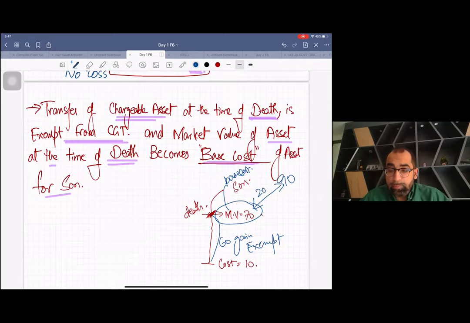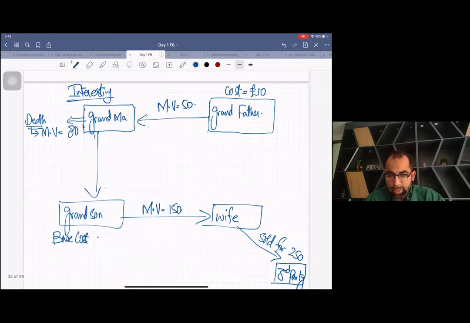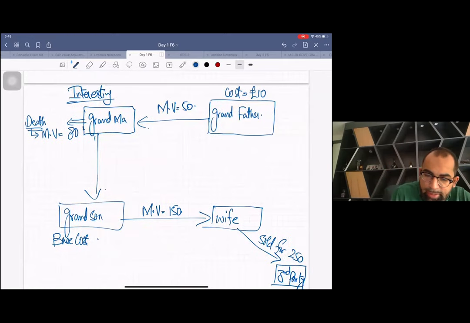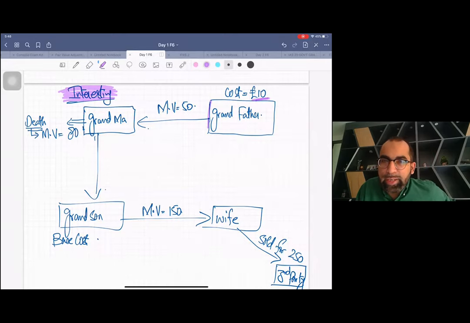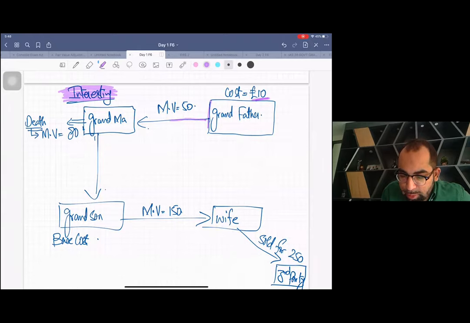Okay. Now giving you one very practical working for all this. Look at here. This is very interesting. See, I have written the heading: interesting. This is an interesting topic. Listen, grandfather bought an asset for 10 pounds. And first of all, grandfather transferred this asset to grandma, the wife of grandfather, when the market value was 50.